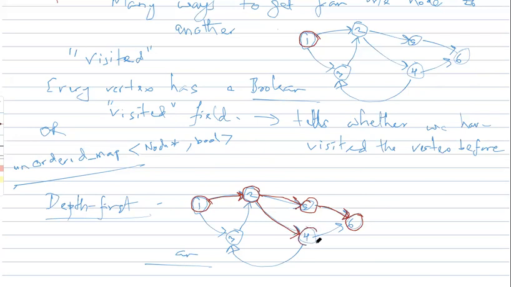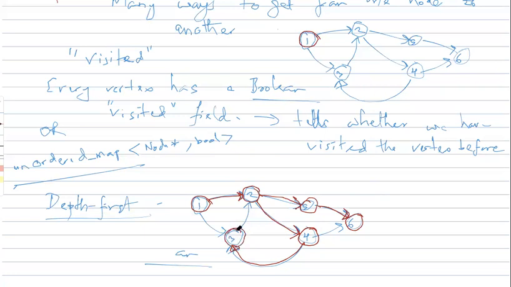So I visit 4 here. Now from 4, you can see there is an edge to 6. But the problem is that 6 has already been visited, so I don't want to visit it again. So from here, I have to see what other node I can visit. I can see that I can visit 3 from 4. So from here, I'll visit 3.